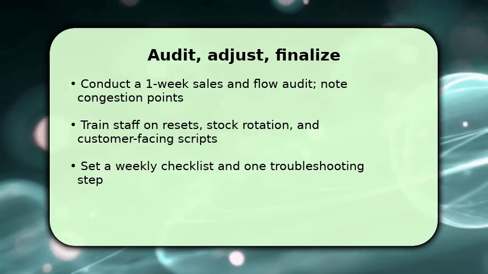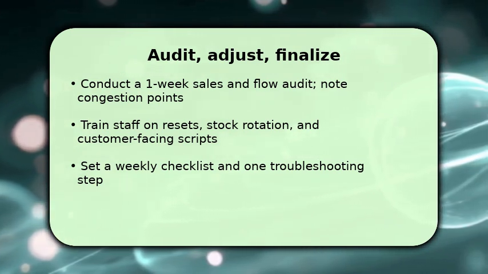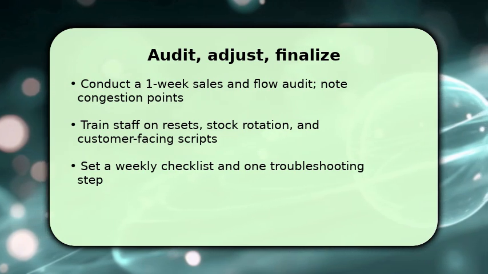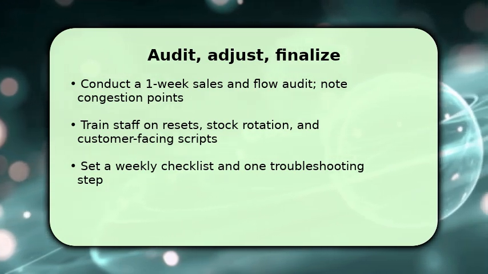Troubleshooting. If an area underperforms, swap a high-visibility SKU or reduce clutter. Make the change for 72 hours.